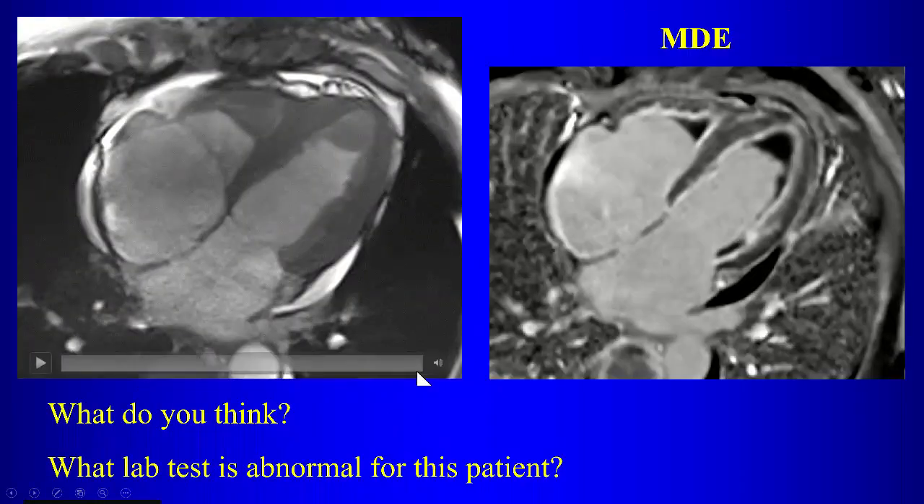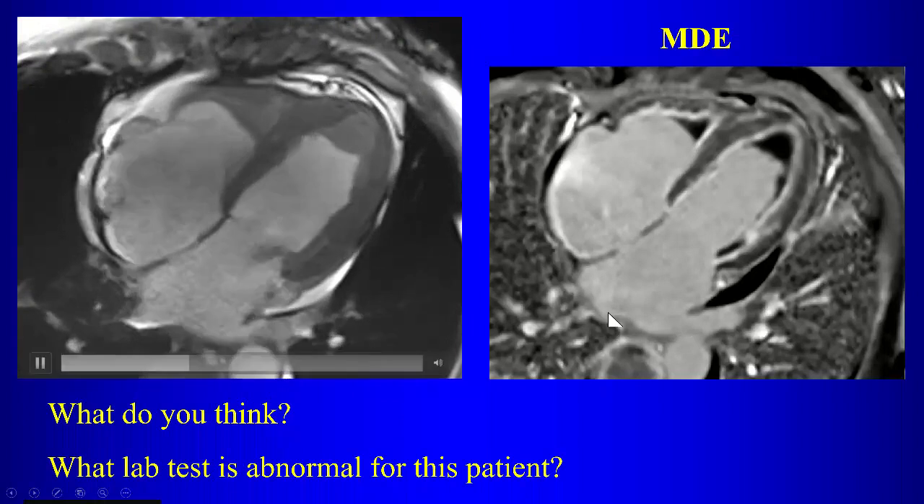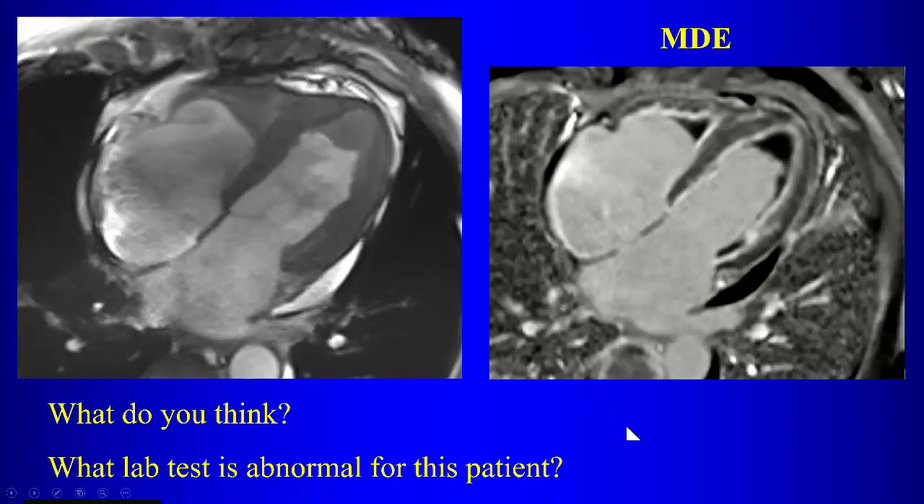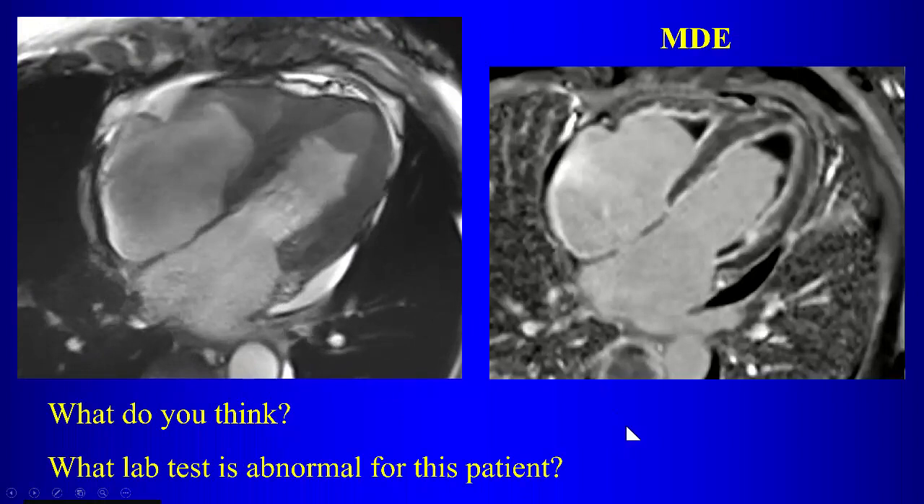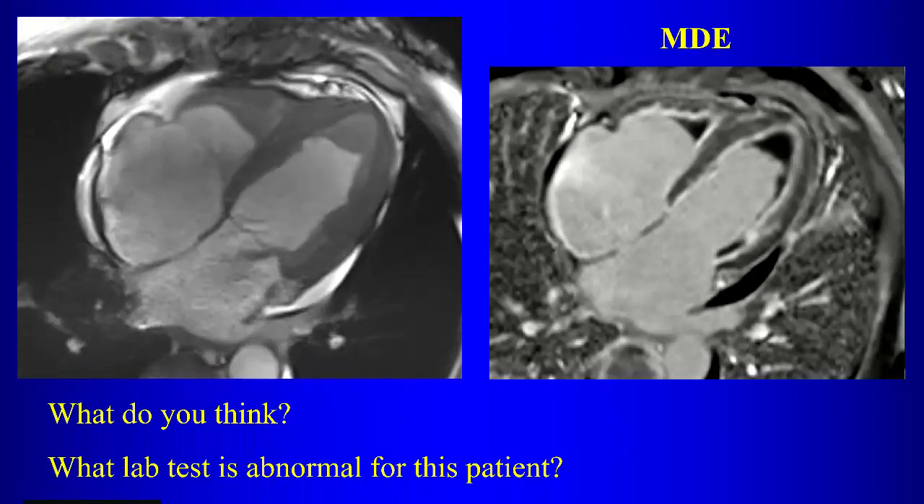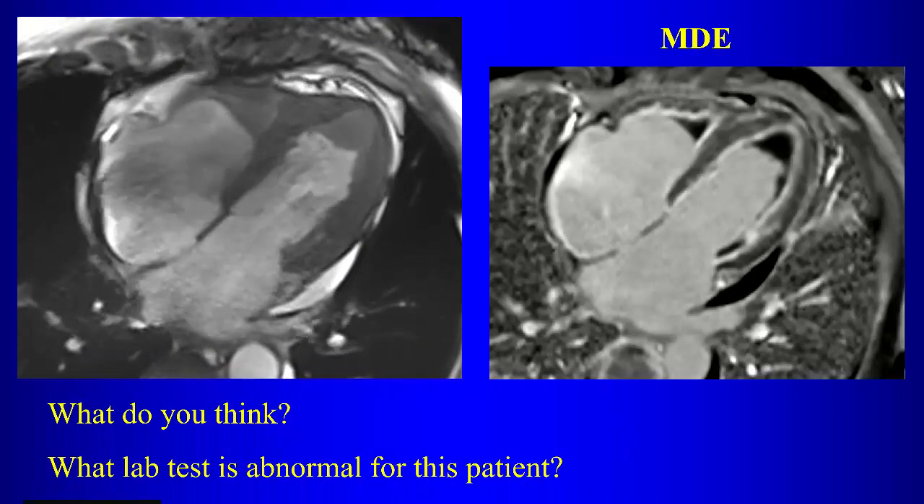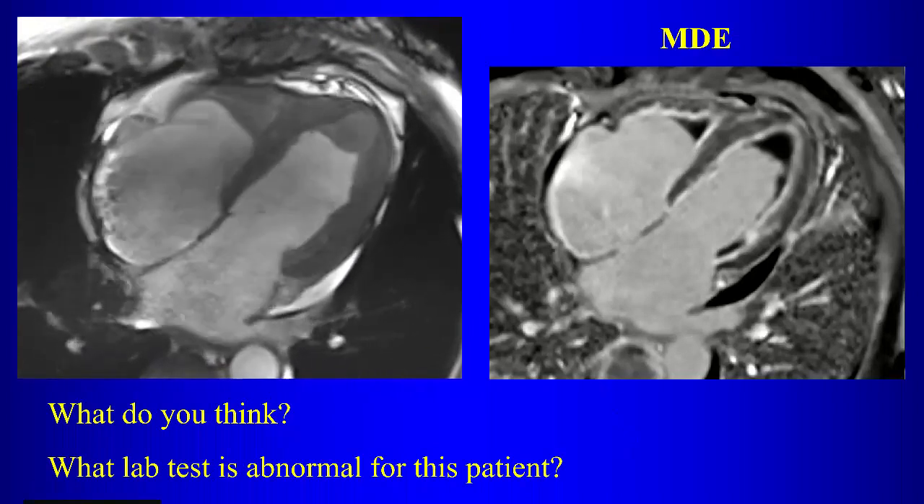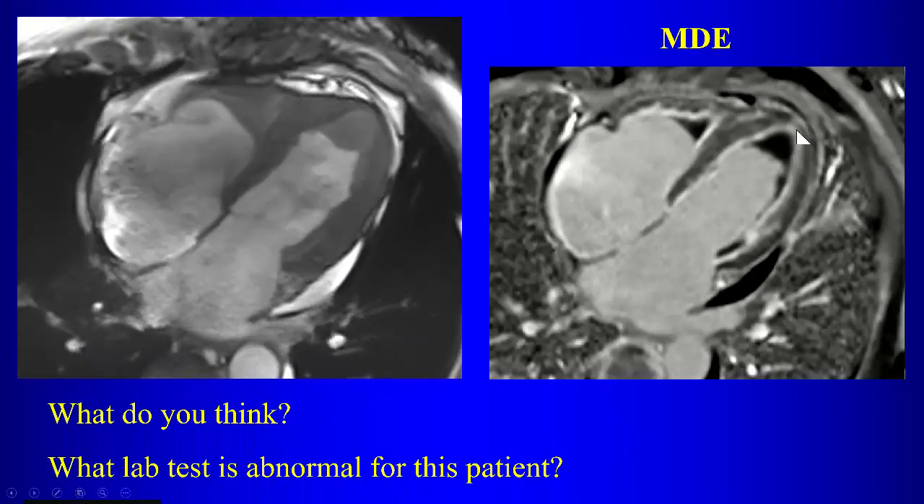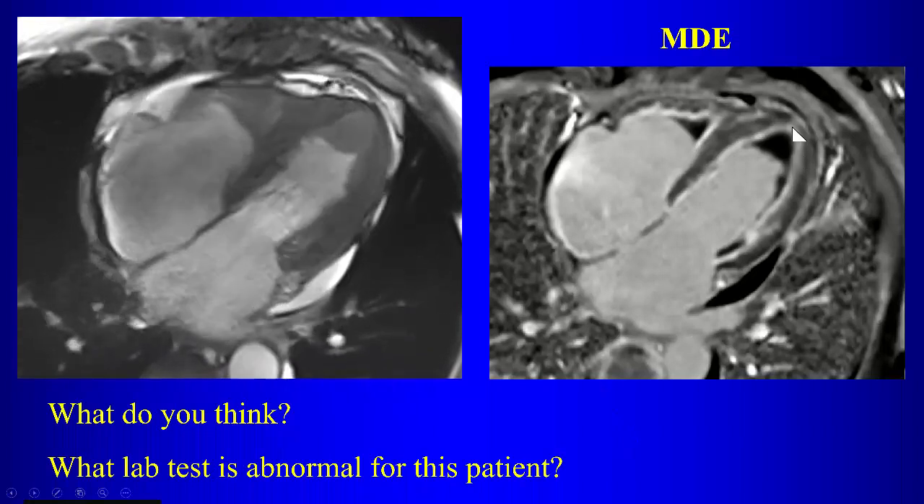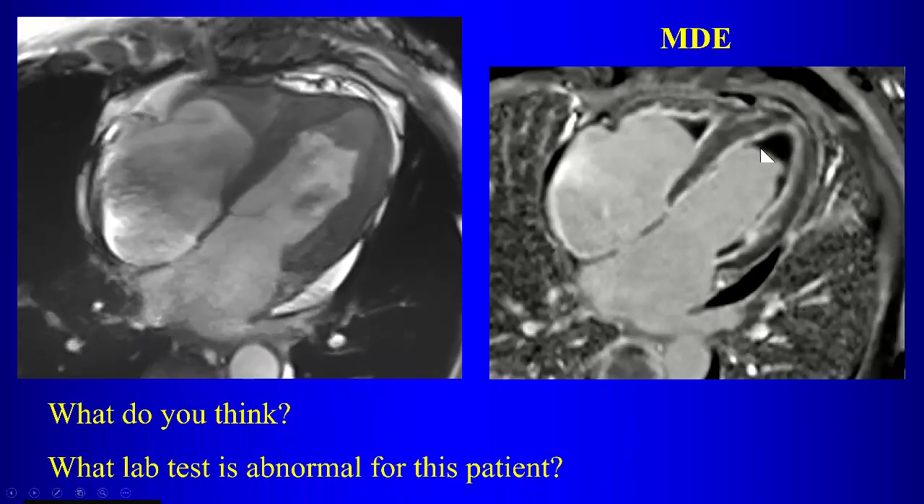All right. So, four-chamber view, myocardial delayed enhancement. What do we have? What does it look like? Subendocardial delayed enhancement. Yeah, so there is this endocardial delayed enhancement. What about this part that's not enhancing? What is that? What's that thing?